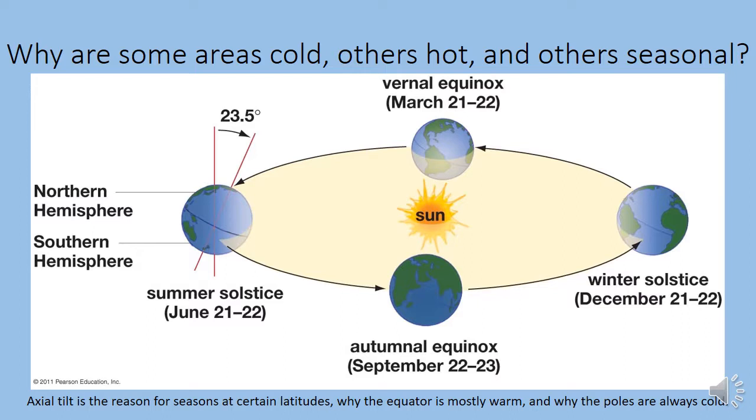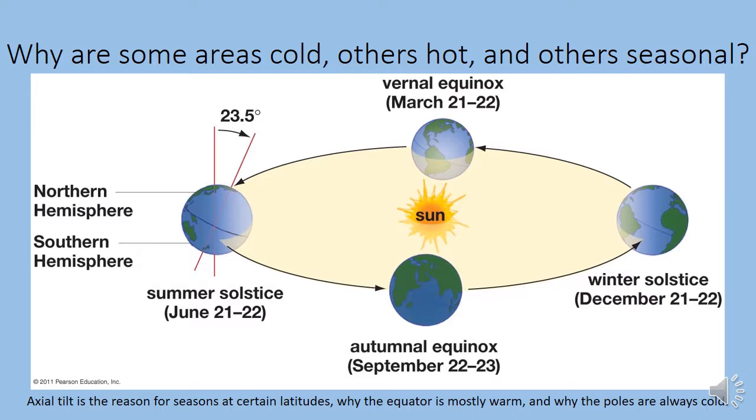And it's got to do with the fact that the Earth spins around the sun, and the Earth is tilted. It's not straight up and down. So it has a 23.5-degree tilt. And this axial tilt, as it's called, is why northern and southern latitudes experience seasons.